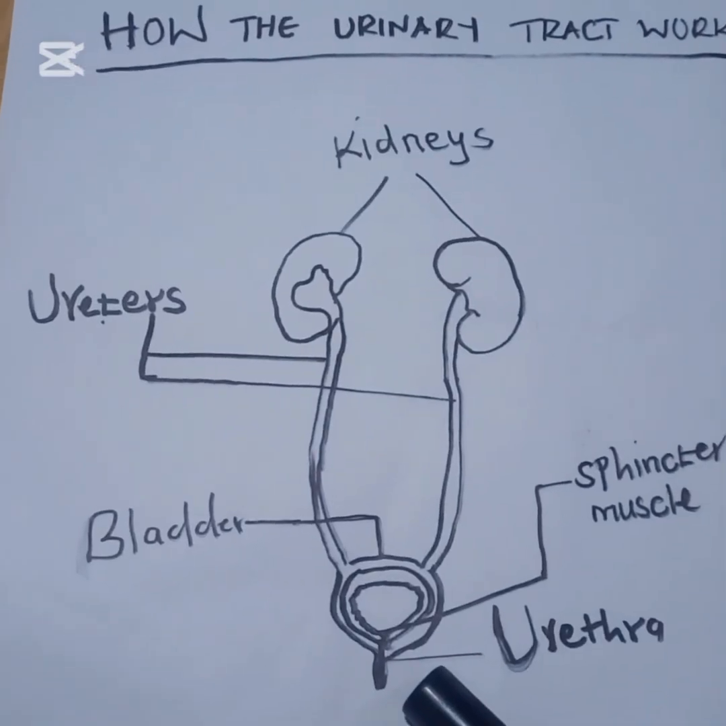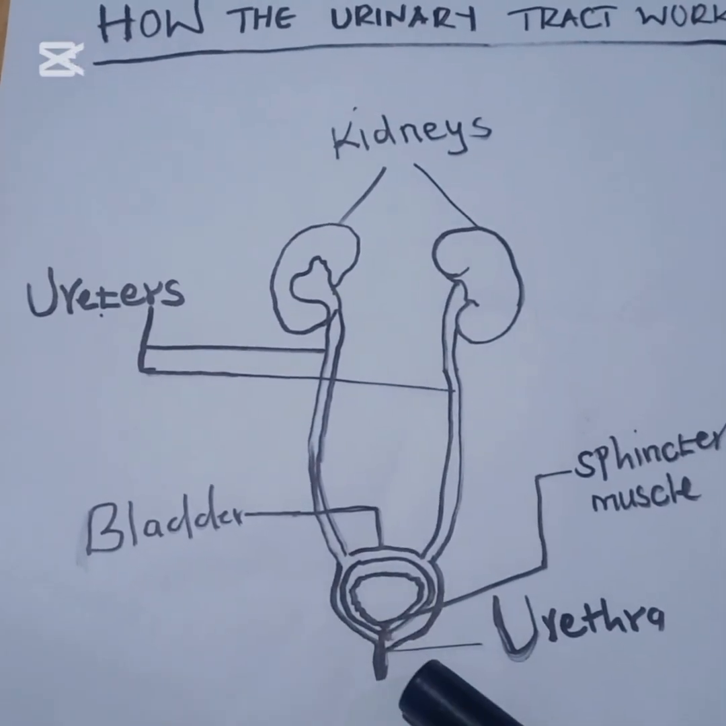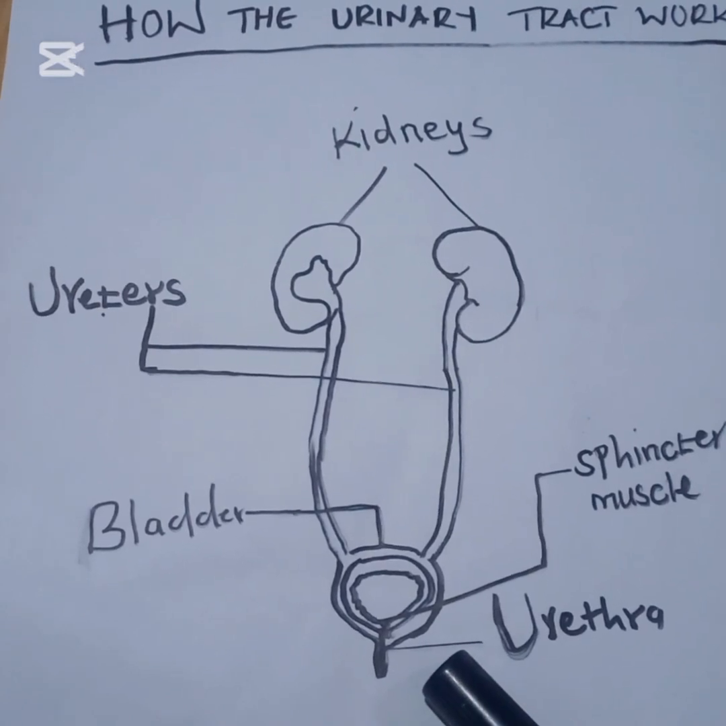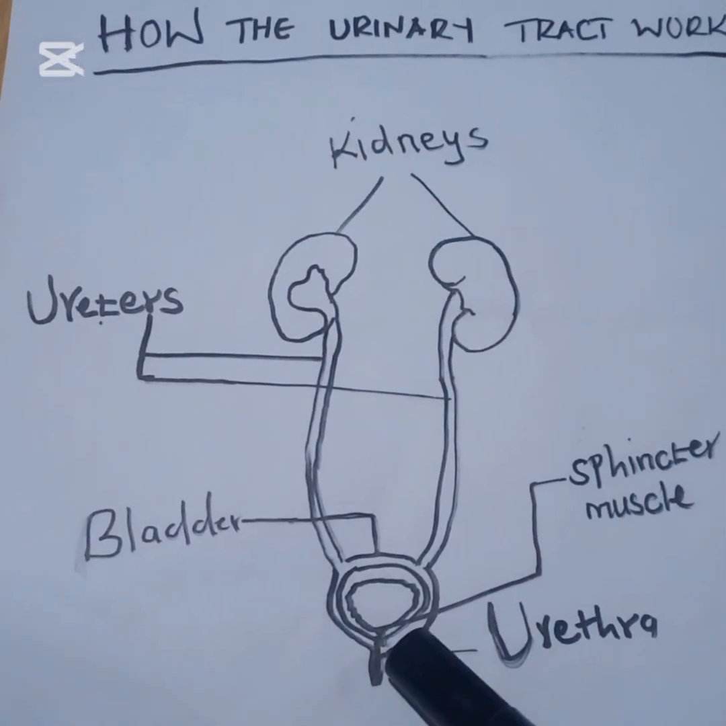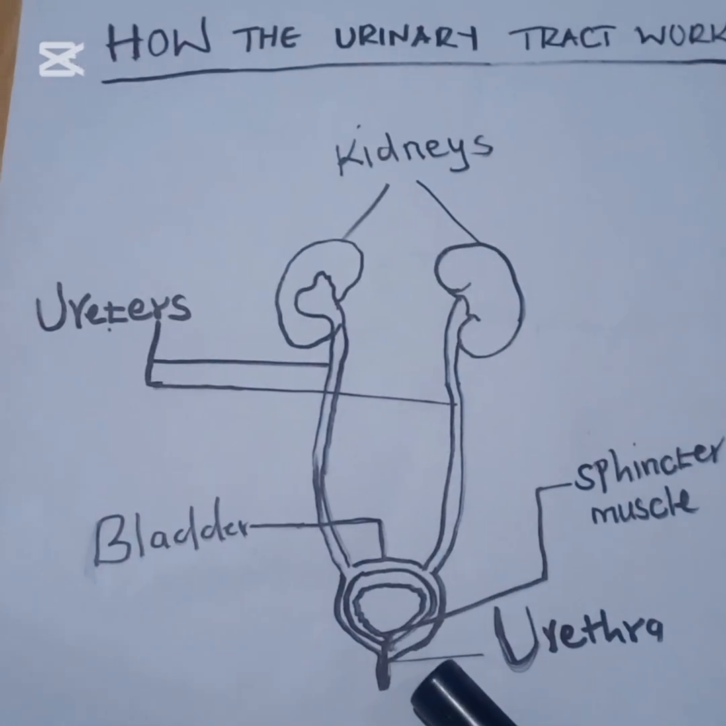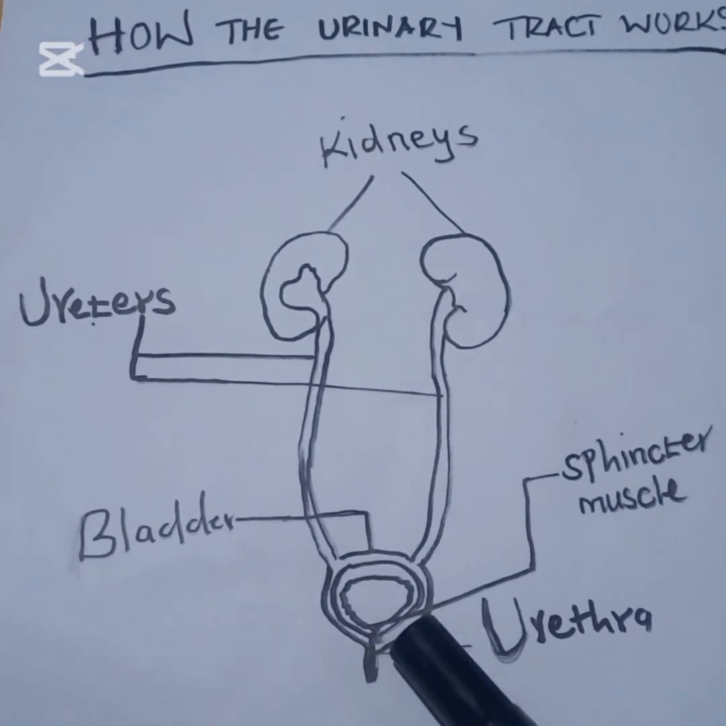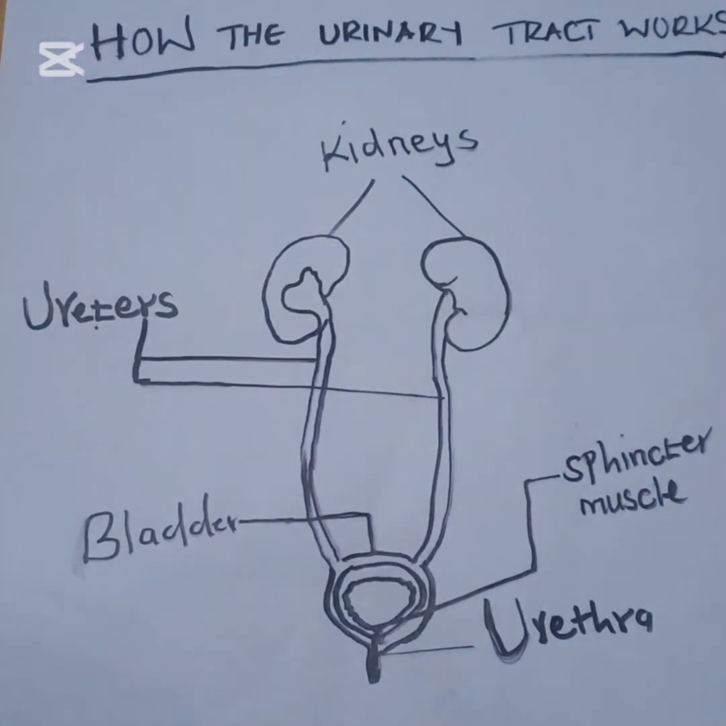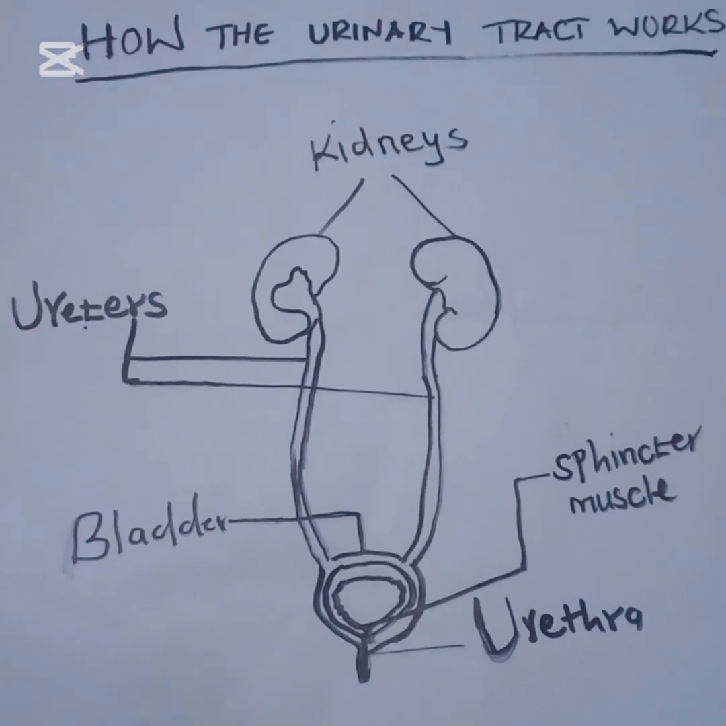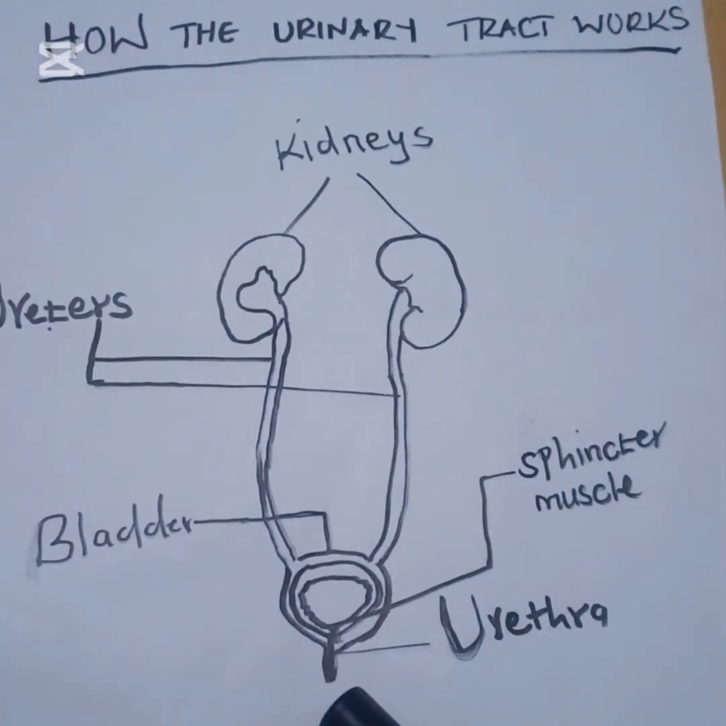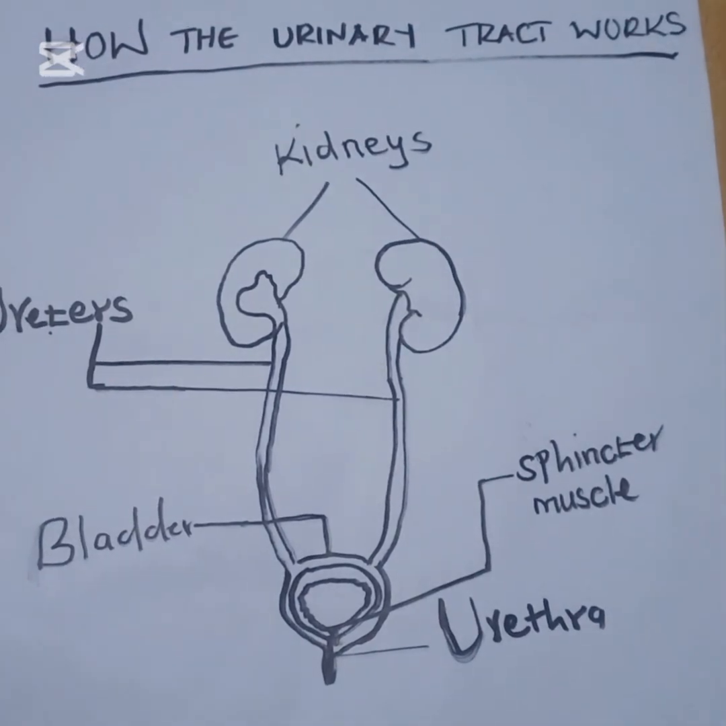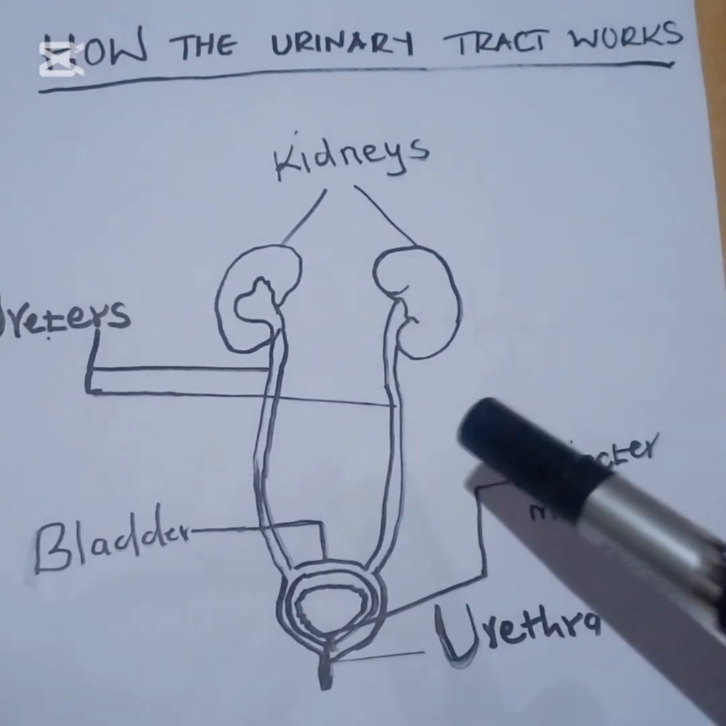If the urine comes out without you allowing it, it means now you have got a problem, which we are going to see in our next video. What is the function of this urethra? The urethra is a single pipe.